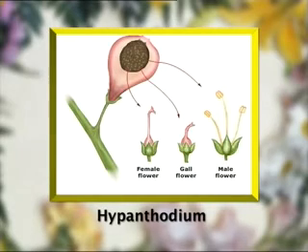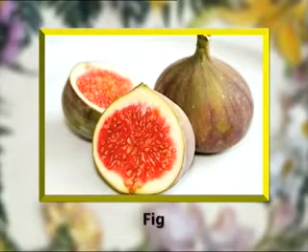Normal male flowers are present towards the mouth, while the normal female flowers are present towards the base. In between, on the 2 sides of the cavity, are present female gall flowers. This type of inflorescence is a characteristic of the genus Ficus. For example, fig. An important type of special inflorescence is the Verticillaster.